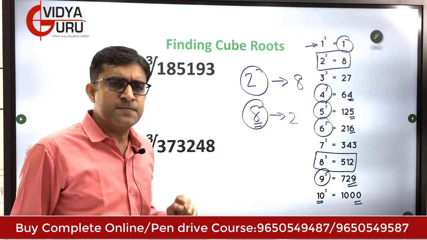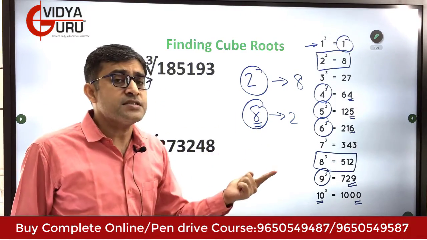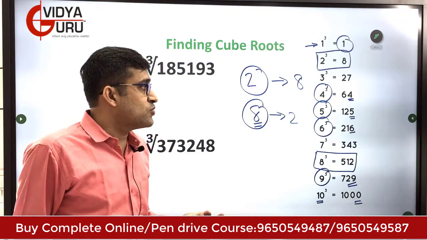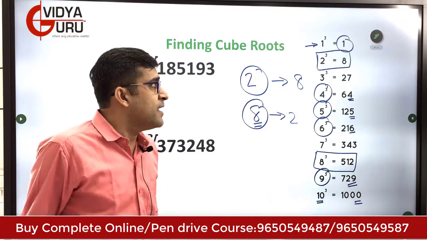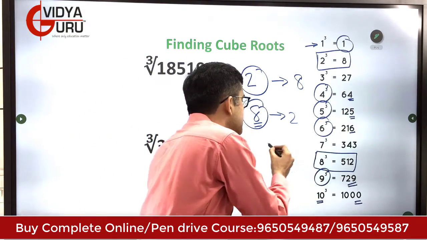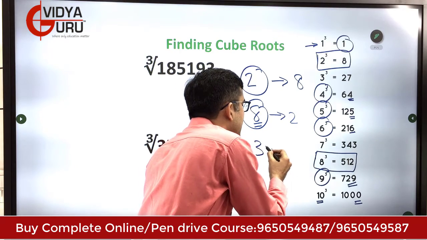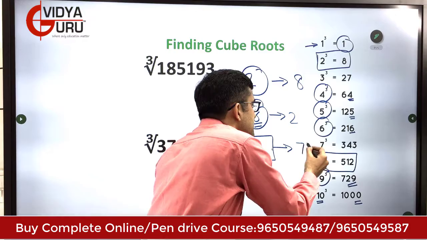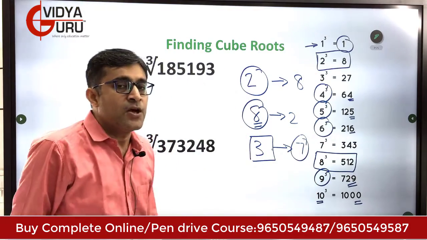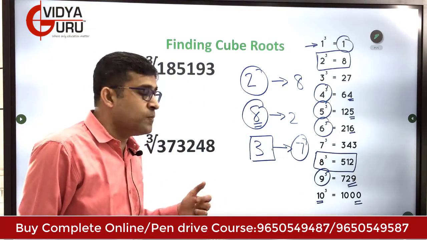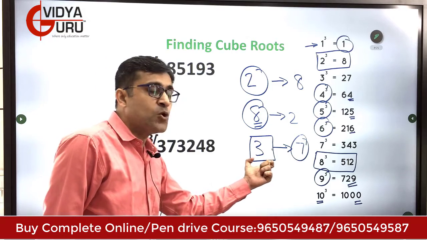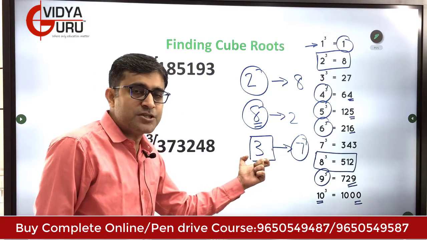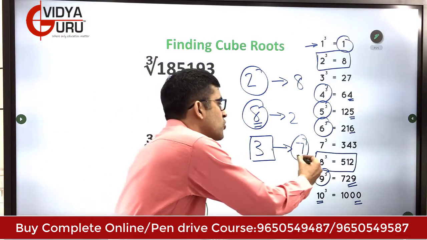A similar inverse relationship, students, is there between 3 and 7. Let's see how that inverse relationship is going to work. If you have any perfect cube which ends in 3, then the cube root will end in 7.